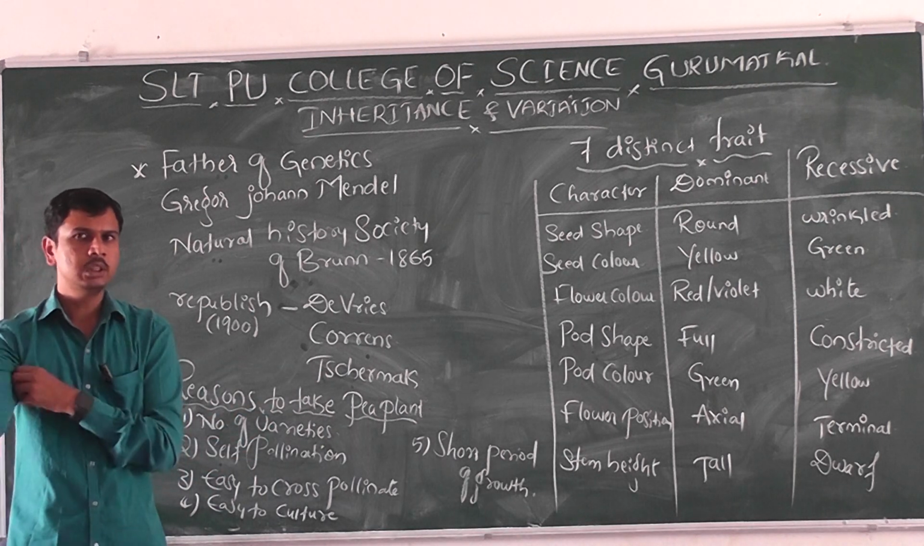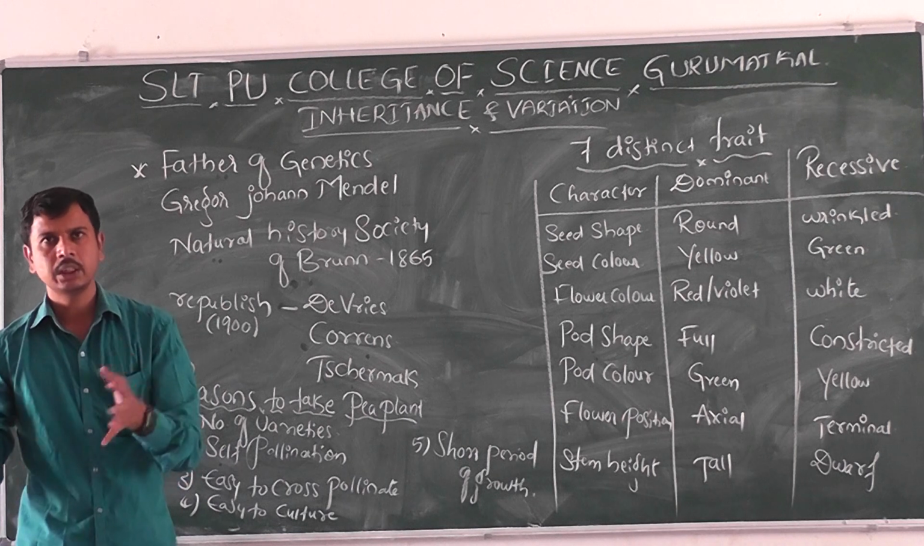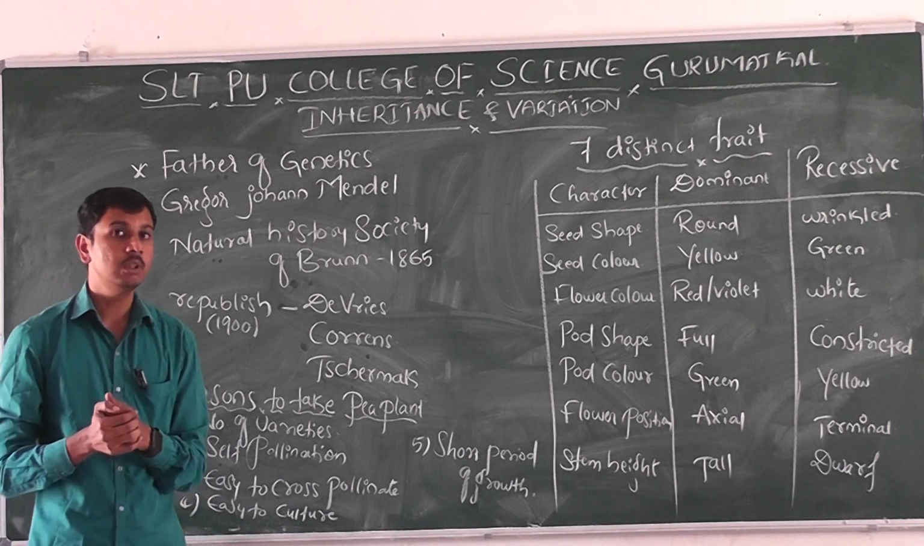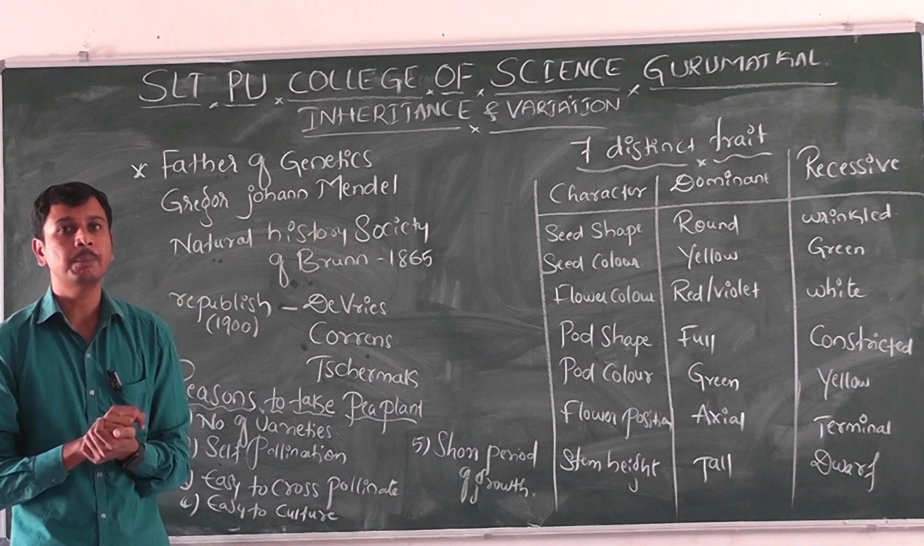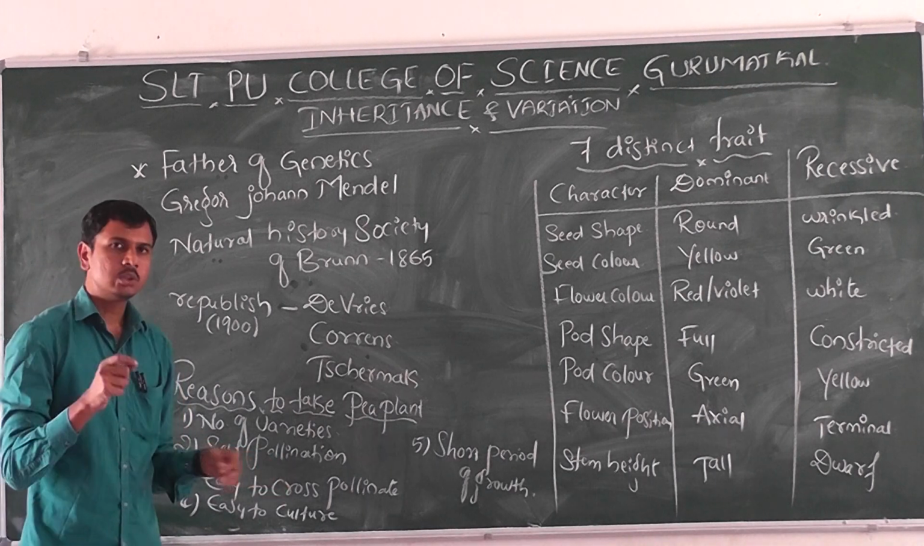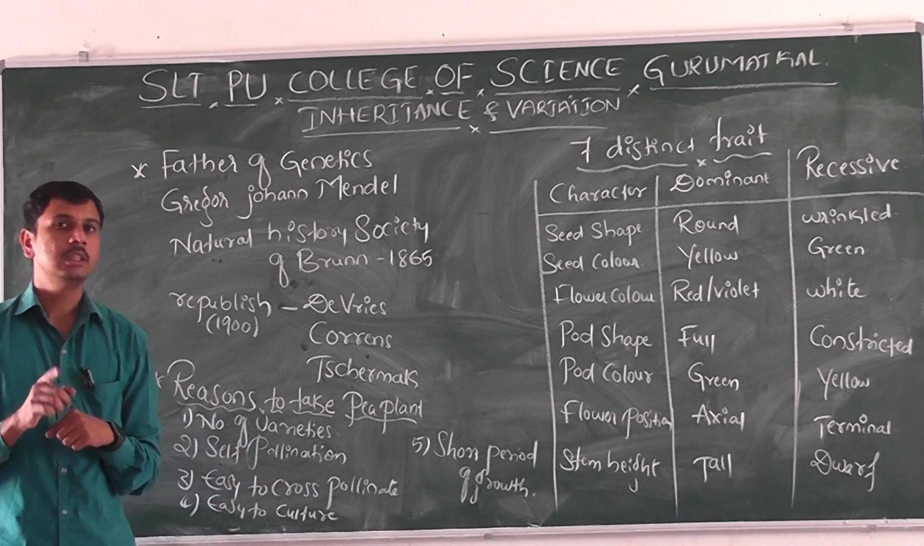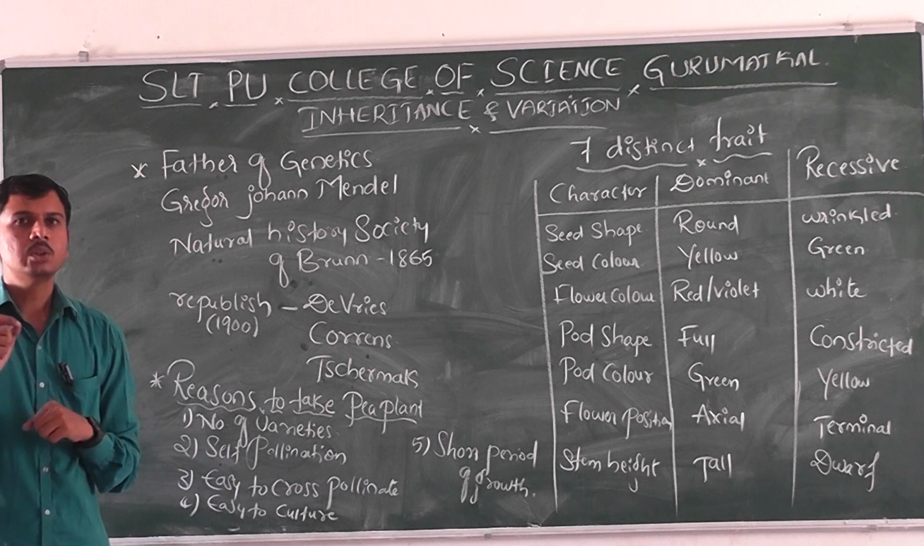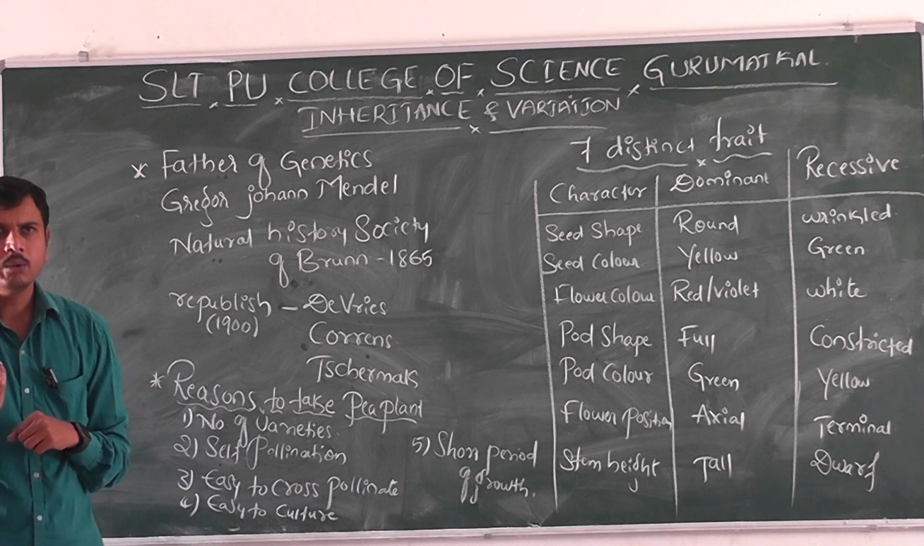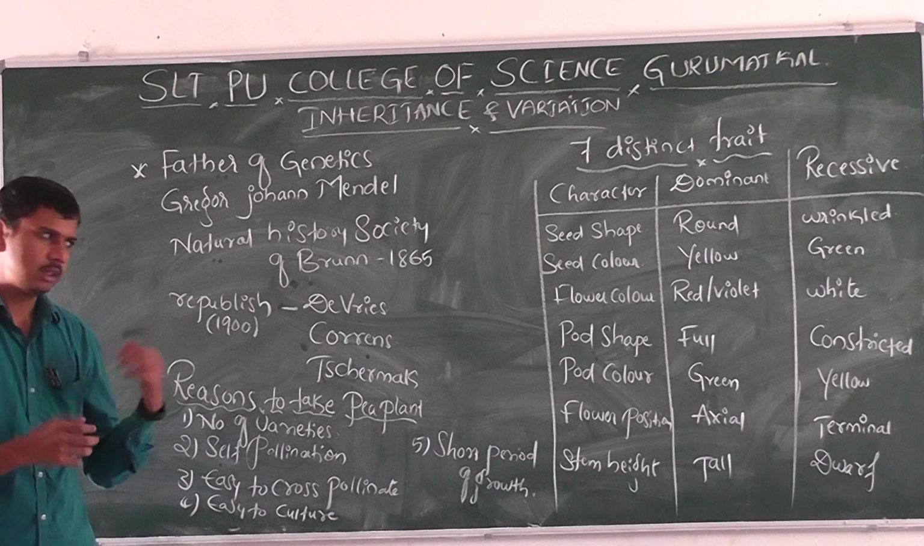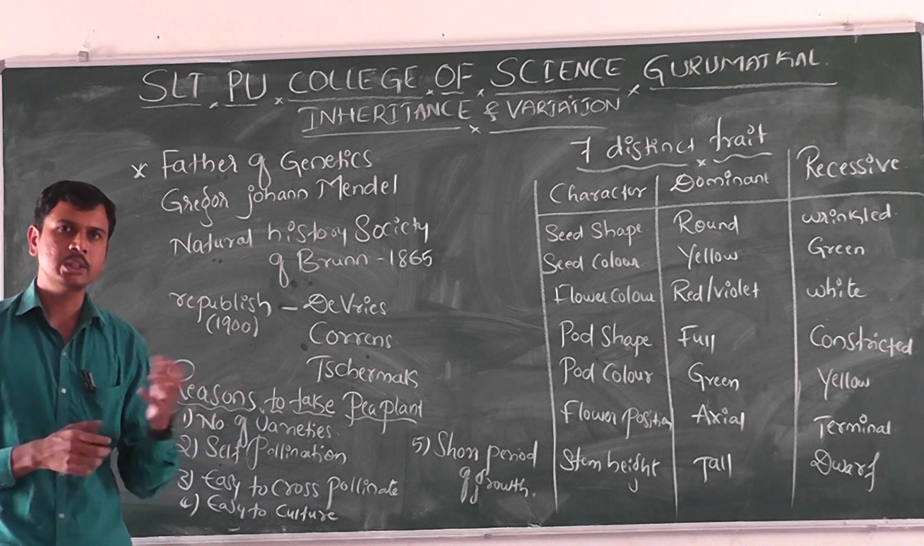So before we tell why he has taken the pea plant, first we are going to understand the meaning of self-pollination. In the case of self-pollination, commonly we see bisexual flowers. The same pea plant has a bisexual flower.